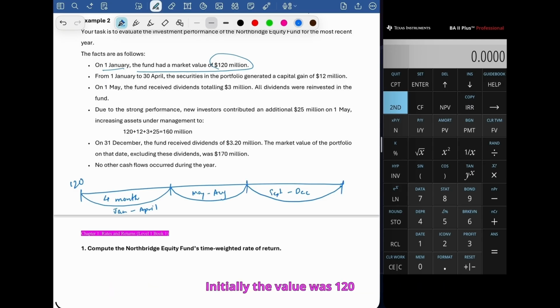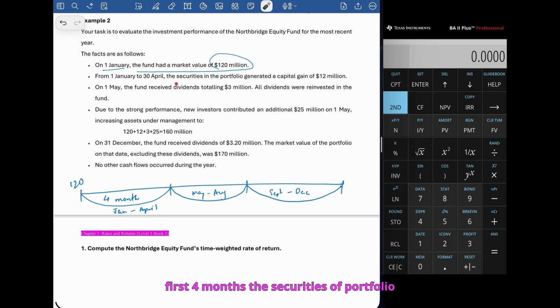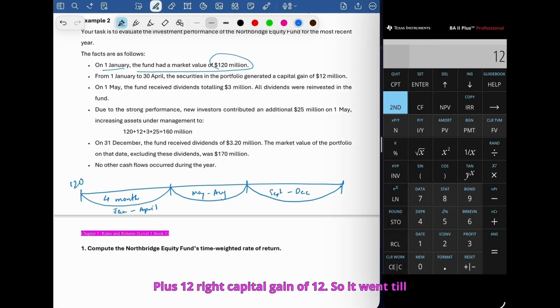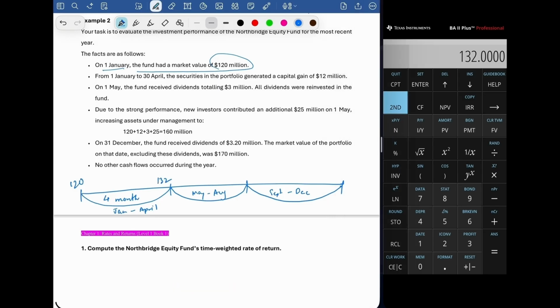Initially the value was 120, the very beginning. From 1st till 30th of April, for the first 4 months, the securities of the portfolio generated a capital gain of 12. So the value went from 120 plus 12, the capital gain, to 132. This is within the 4 months.